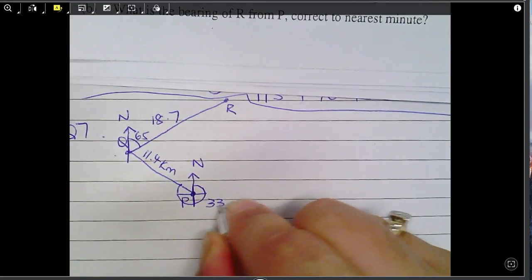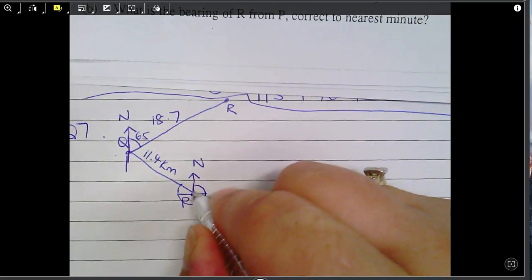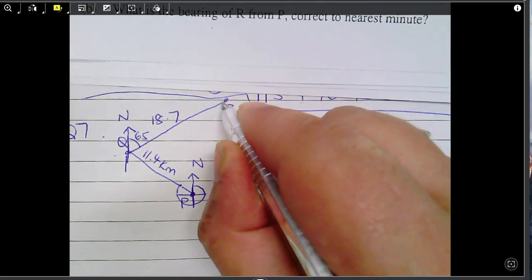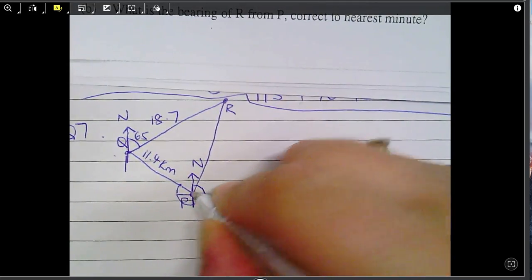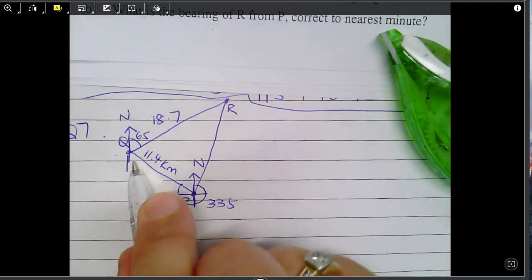So that first angle there was 335. And the question is, what is the distance from P to R? We've got this 11.4 there, and we've got this 18.7. We need to work out this angle that I'm pointing to here and this one here.